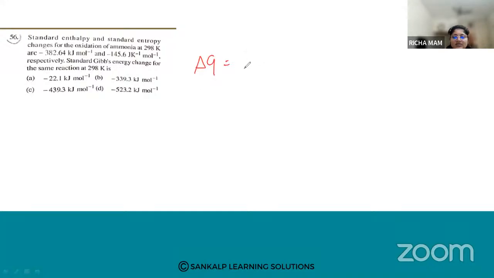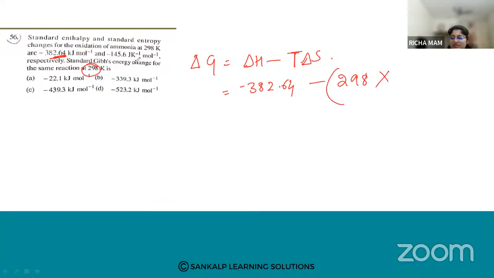Change in Gibbs energy is equal to delta H minus T delta S. So standard Gibbs energy change is equal to change in enthalpy minus temperature into change in entropy. The change in enthalpy is minus 382.64, minus temperature, which is 298, into the change in entropy, which is minus 145.6.